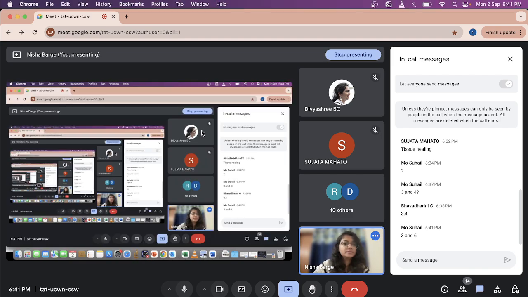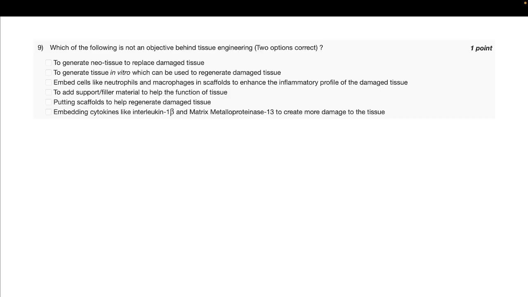Anybody? 3 and 6. 3, 4, 5, 6. Okay. Thank you for answering. Anybody else? Option 3 and 6. Okay. Thank you for answering. Others want to give it a try?